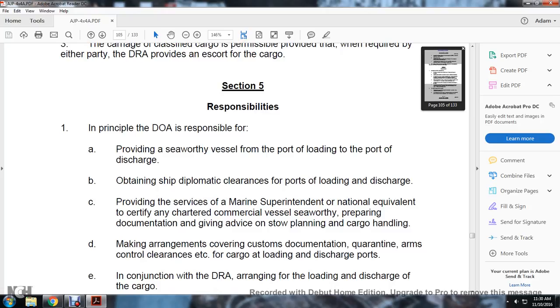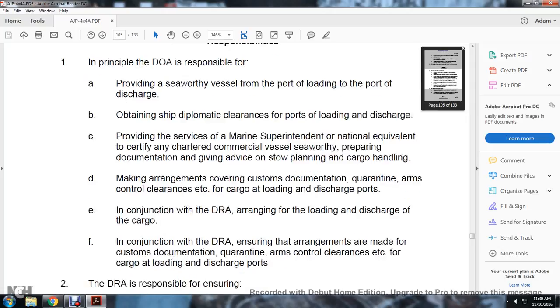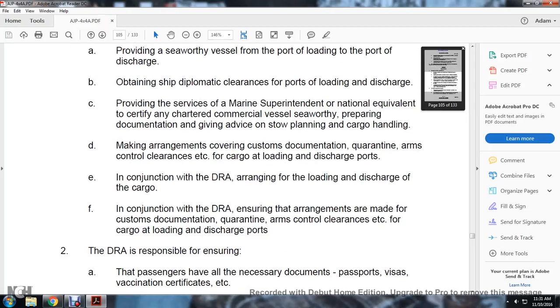Section 5, responsibility. In principle, the defense designated operating authority is responsible for providing the seaworthy vessel, the port of loading, the port of discharge, obtaining ship diplomatic clearance for the port of loading and discharge, providing service to the marine superintendent, national equivalent, certifying the chartered commercial vessel seaworthy, preparing documentation, giving advance planning of the cargo handling, making arrangements covering the customs documentation, quarantine, and arms control clearances at the cargo loading and discharge ports in conjunction with the defense request.